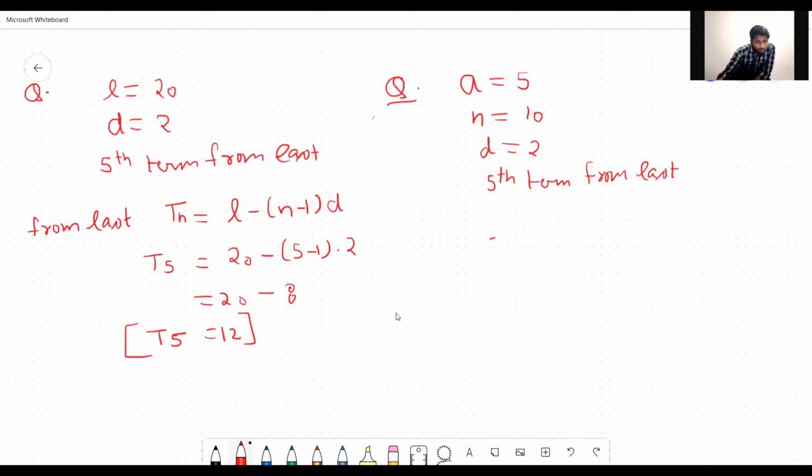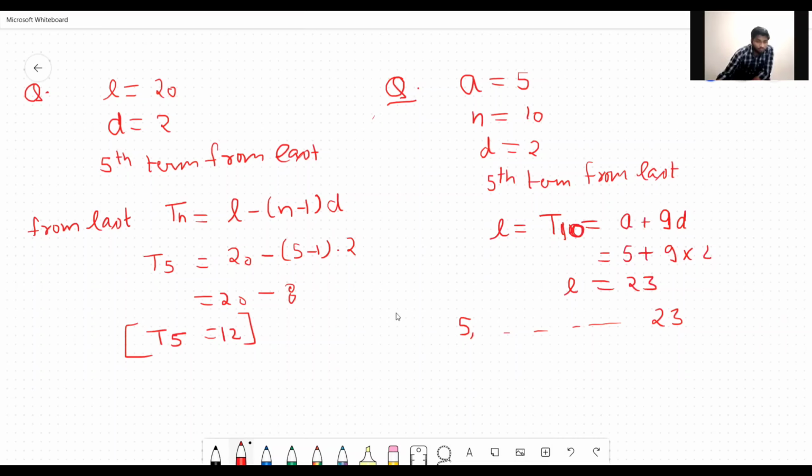And how will we find it? L will be the 10th term of this series. If there are total 10 terms in this AP, then the last term will be the 10th term of that AP. So firstly, we will find out the value of L. A plus 9D. What is A? 5 plus 9 into 2, that is 18, 23. So the first term is 5 and the last term is 23.